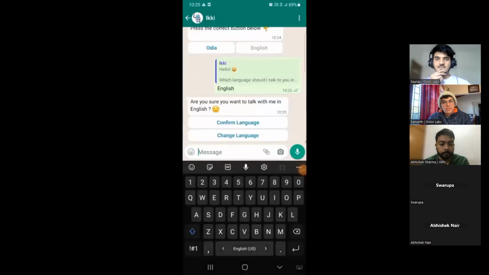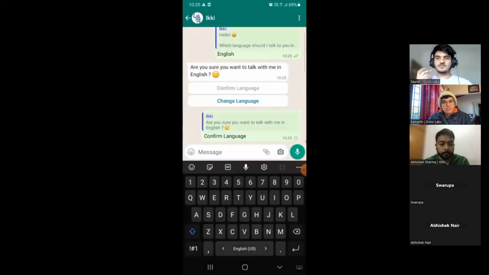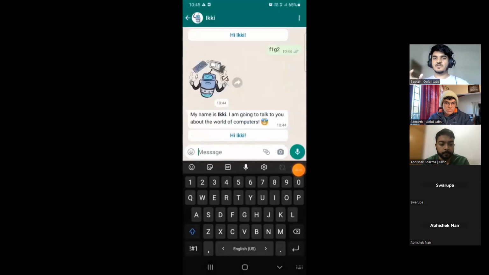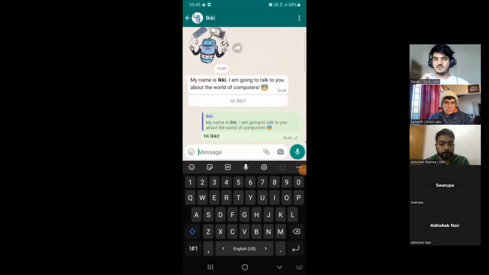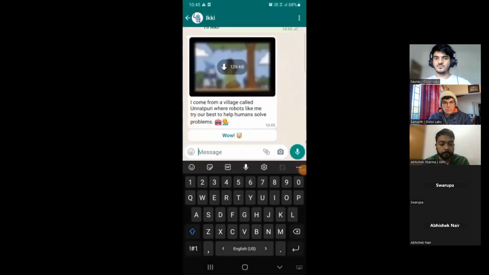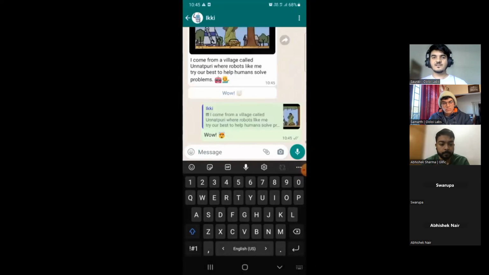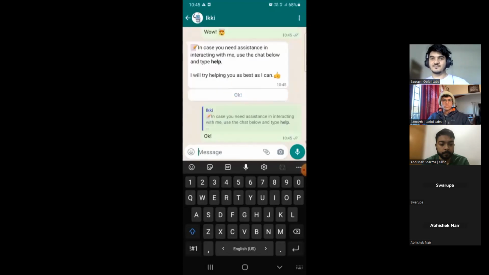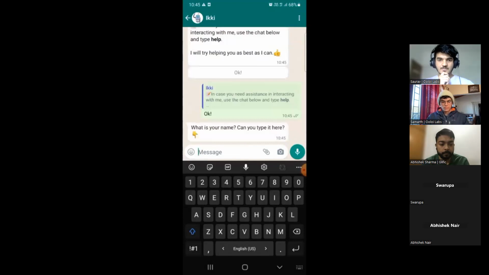So as you can see here, we start by taking in some initial information. What language do we want to converse in? And at every point wherever we are taking crucial information, we confirm whether you want to proceed in this language or not. The experience starts with setting a narrative of a place called Unadpuri, where we are using the story of a robot who uses computational thinking concepts to help people in this village.